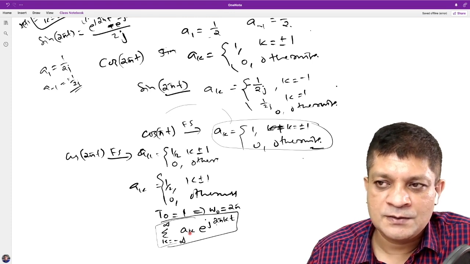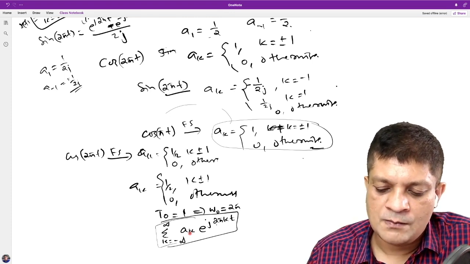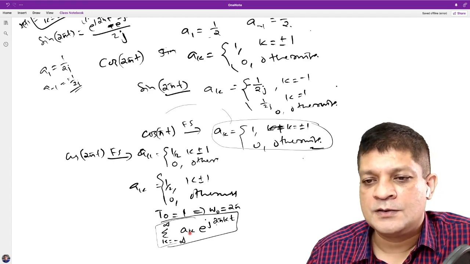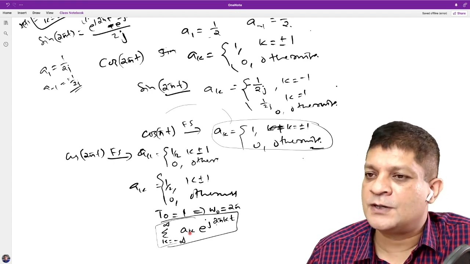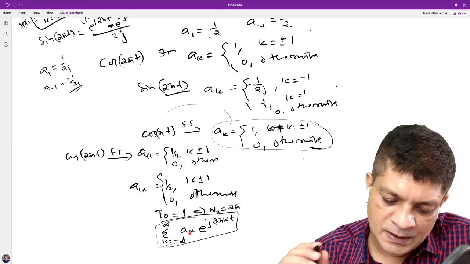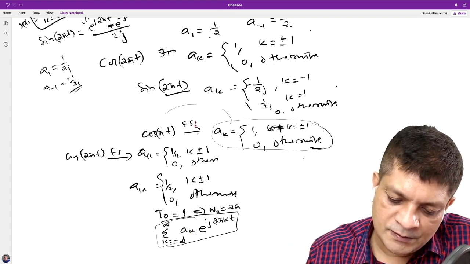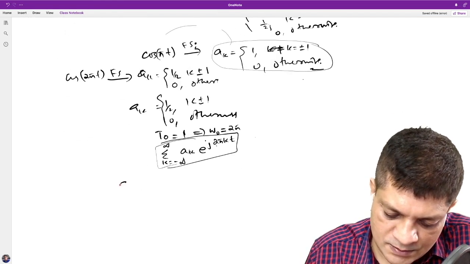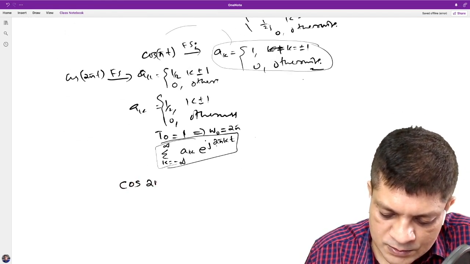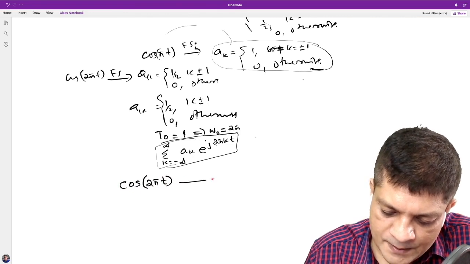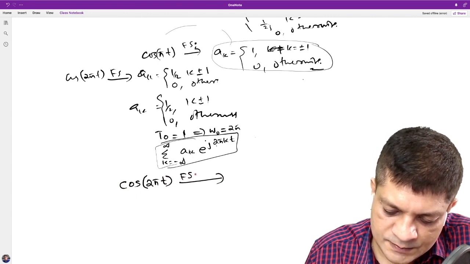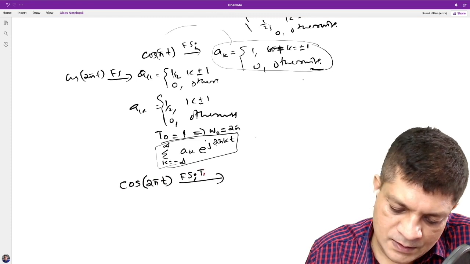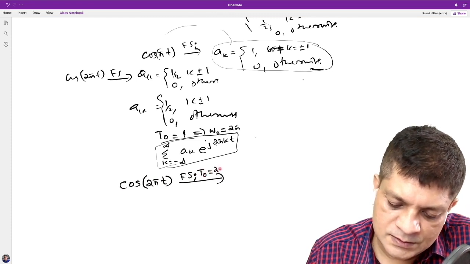Is it unique? If the frequency is given, it is a unique representation. Fourier series representation is unique. That is why we always mention, so let me write it here. This is the standard notation I will be using. Cos 2 pi t, its Fourier series, and I write it with respect to this period, sorry, it is 1, it is a_k.